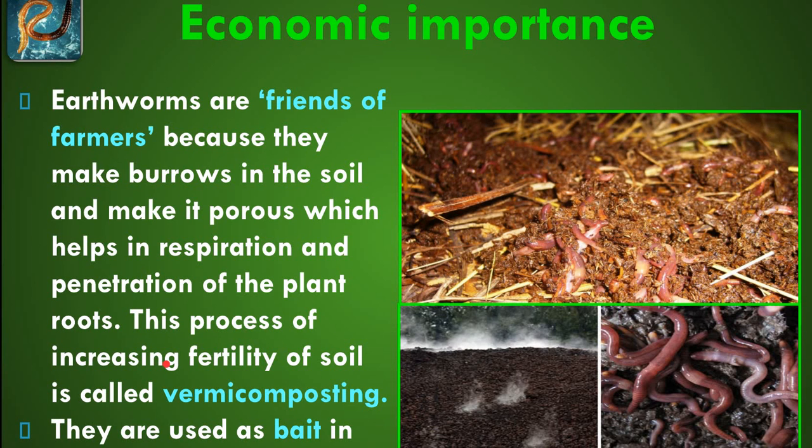We have always heard that earthworms are friends of farmers. That is because they make burrows in the soil, that is small holes in the soil, which makes the soil porous, which helps in respiration and penetration of the developing plant roots. So the plants can exchange all the gases, oxygen, CO2 very easily. The process of increasing fertility of soil by earthworm is called vermicomposting. They are also used as bait in game fishing.